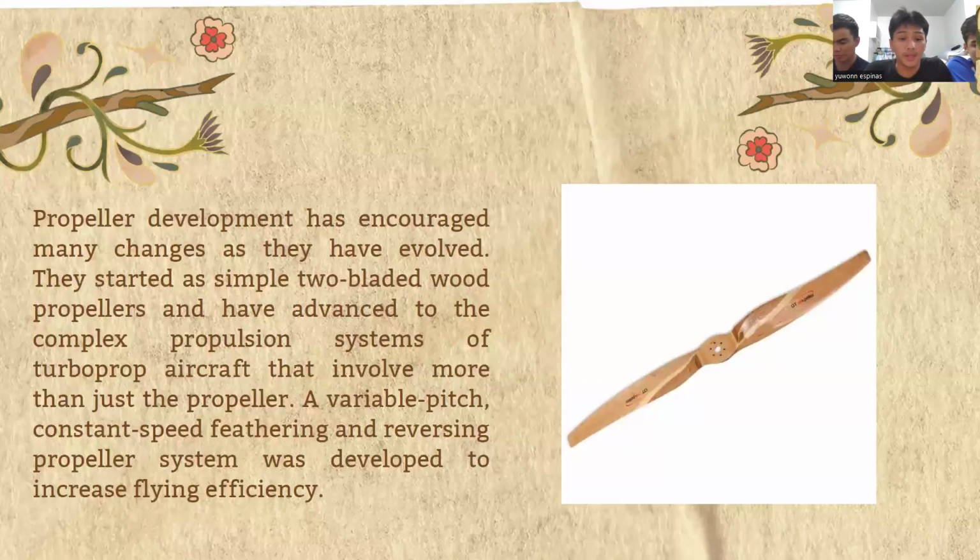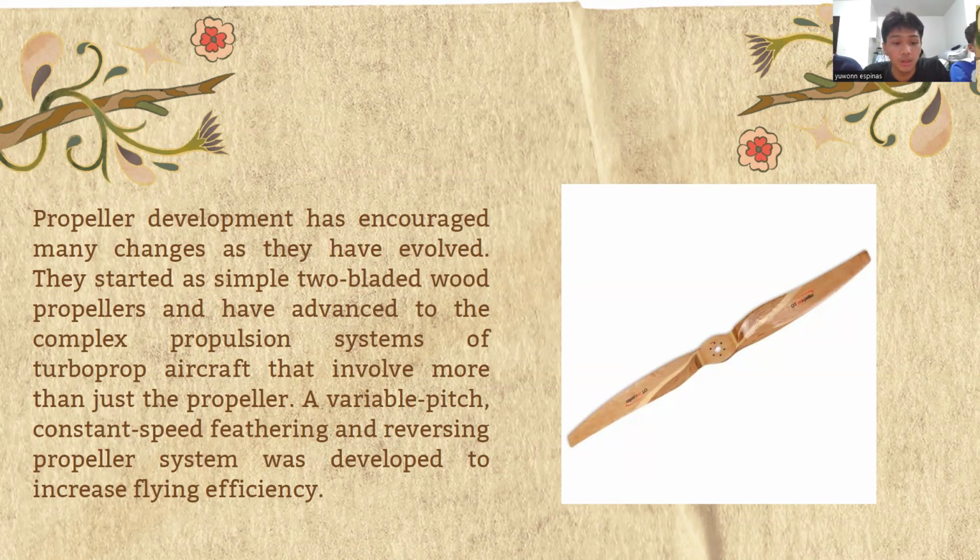Propeller development has encouraged many changes as they have evolved. They started as simple two-bladed wood propellers and have advanced to the complex propulsion system of turboprop aircraft that involves more than just the propeller. A variable pitch, constant speed, feathering, and reversing propeller system was developed to increase flying efficiency. This is an example of a simple two-bladed wood propeller.